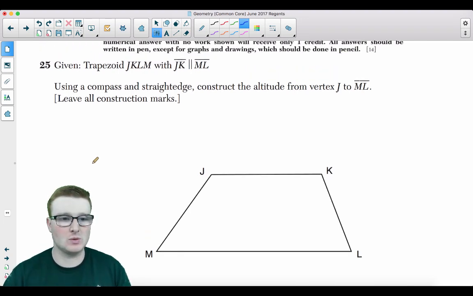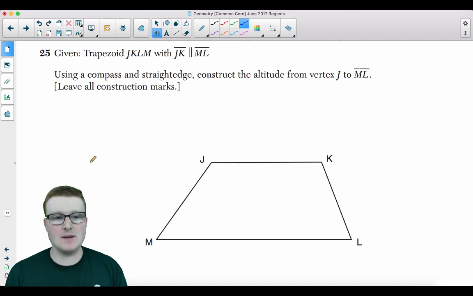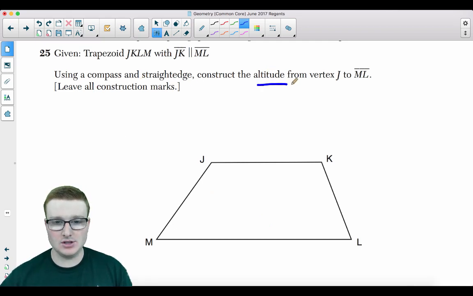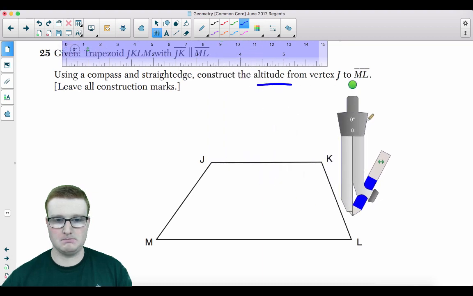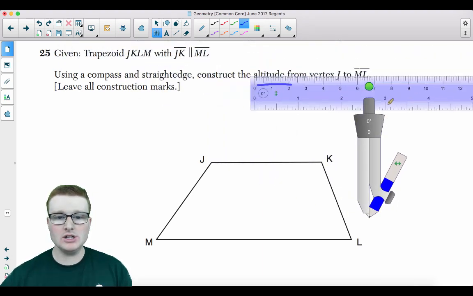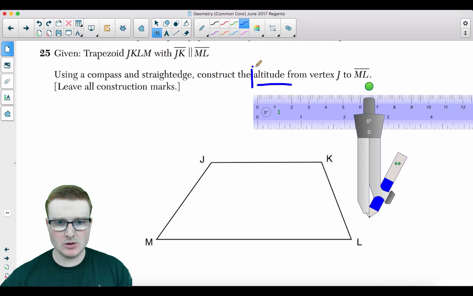Here we go. Number 25. Given trapezoid JKLM with JK parallel to ML, using a compass and straight edge, construct the altitude from vertex J to line ML. Well, the first thing that I need to grab is a straight edge, and I need a compass. Perfect. So what we're going to do is we're going to construct the altitude.